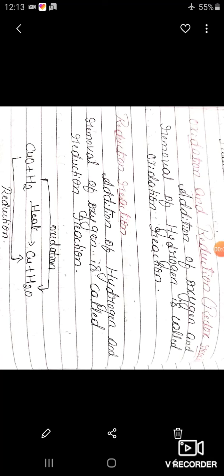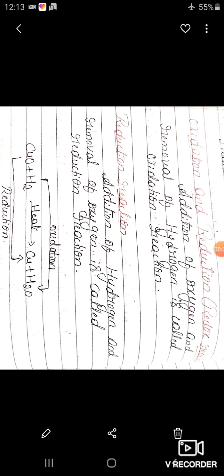Good morning, dear students. Today I am here to present the subject science, chemical reactions and equations. In the previous class, we studied the types of chemical reactions: chemical combination reaction, chemical decomposition reaction, chemical displacement reaction, chemical double displacement reaction. Now, today we shall discuss the oxidation and reduction reaction, or redox reaction.